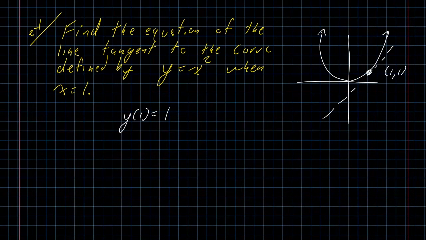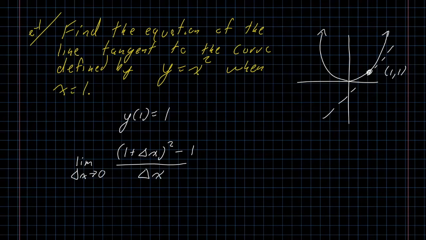We're taking the limit as delta x goes to 0 of f of c plus delta x. So that's going to be (1 plus delta x) squared minus f of 1, which is just 1, all divided by delta x.